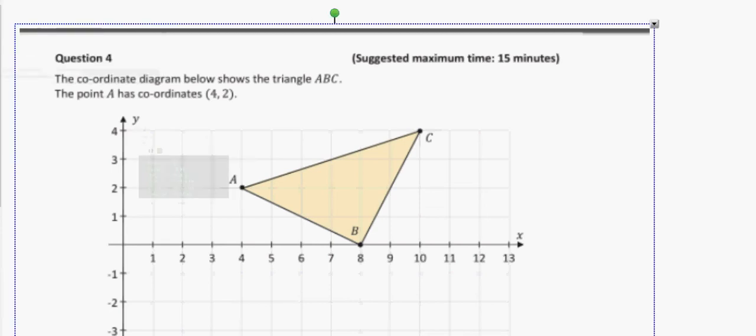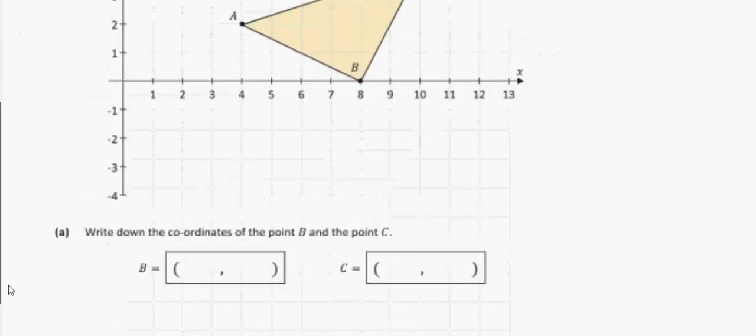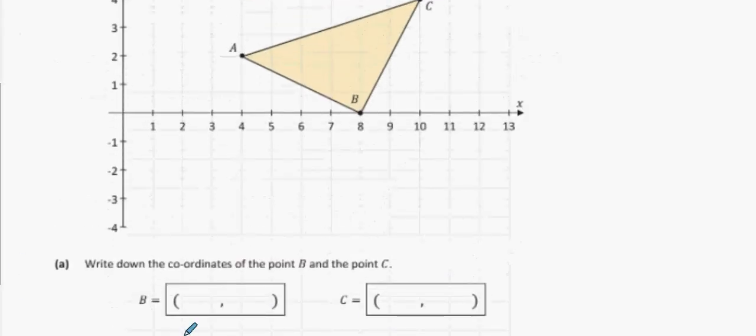This one here. Alright lads, we have 3 points on the graph, don't we? What are the points B and C? Just call them out for me. 8, 0 and 10, 4. 10, 4.